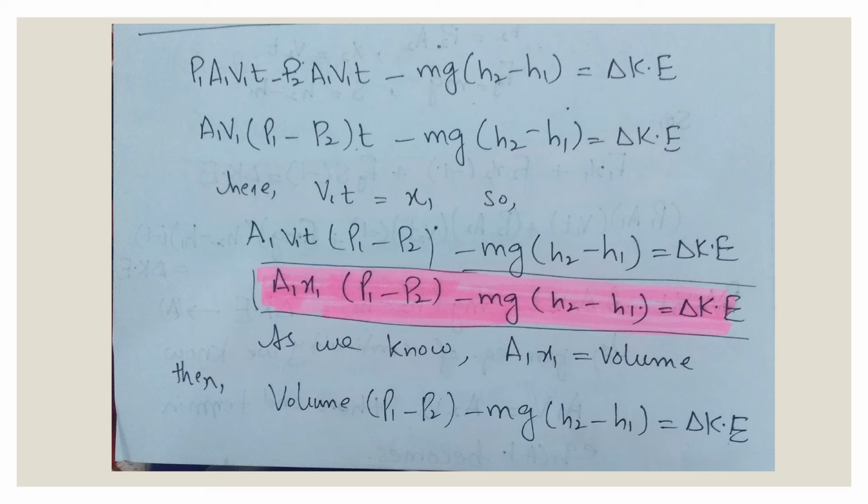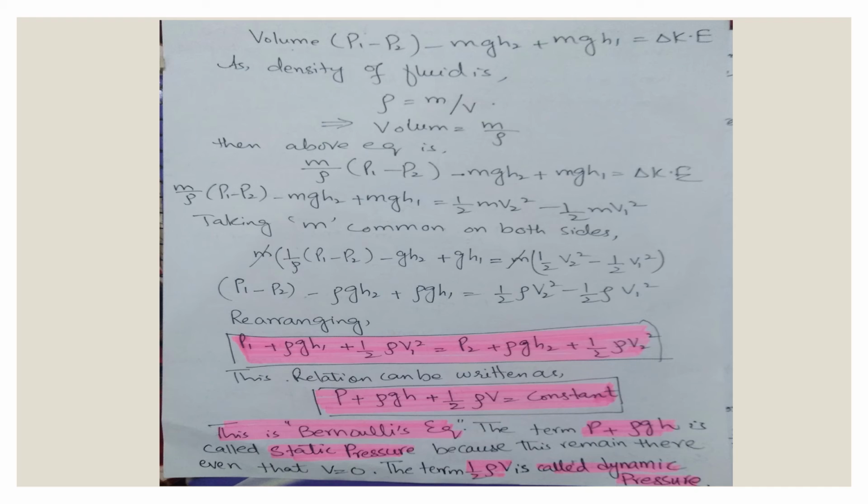Here you can see that V1 into T is X1, so substituting the value, we get A1X1 into P1 minus P2, bracket close, minus mg into H2 minus H1, is equal to change in kinetic energy. And we know that area into distance, A1 into X1, is the volume, so writing volume into P1 minus P2 minus mg into H2 minus H1 is equal to change in kinetic energy. Multiplying mg with H2 and H1, we get volume into P1 minus P2 minus mgH2 plus mgH1 is equal to change in kinetic energy.